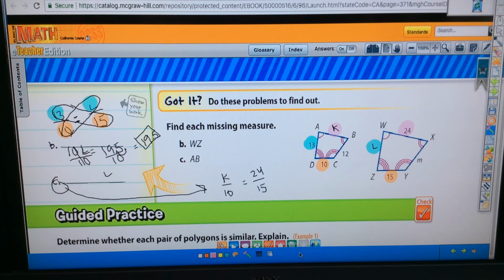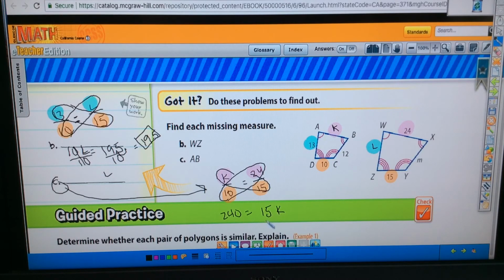Okay, so you can go ahead and finish. I'm going to color code these here so you can see where everything comes from. Go ahead and cross multiply. 10 times 24 is 240, and K times 15 is 15K.